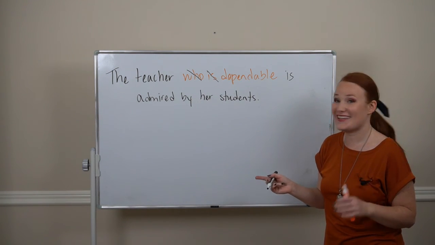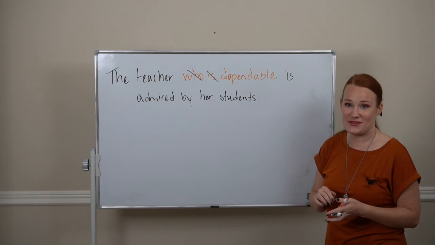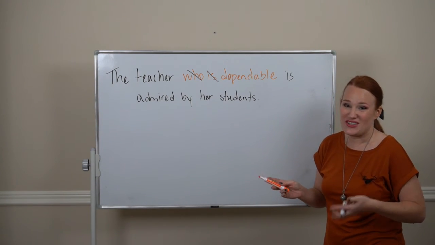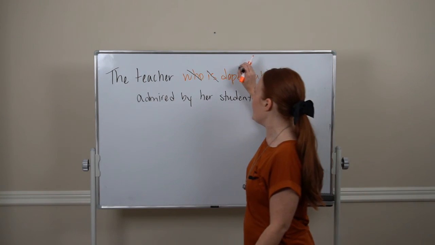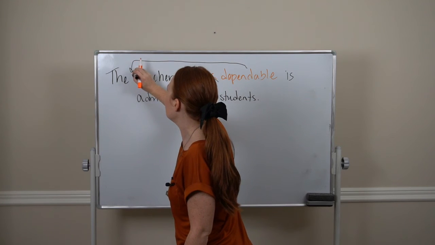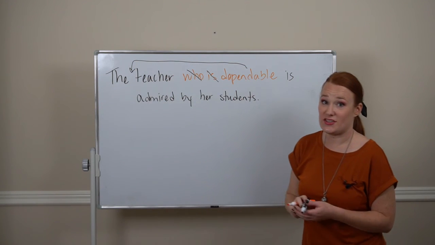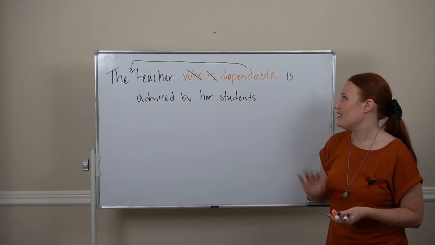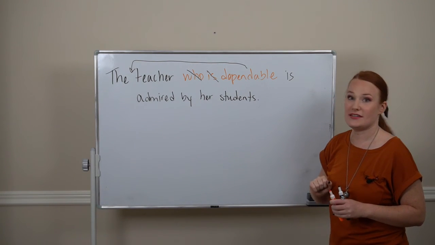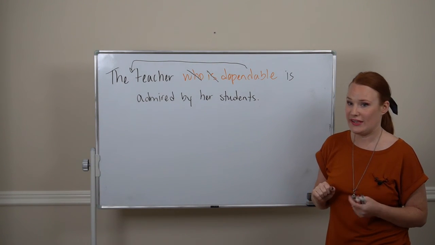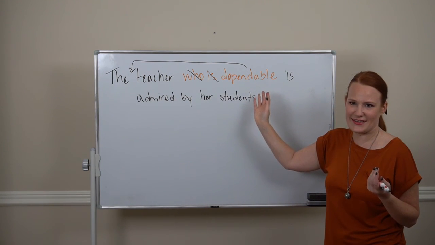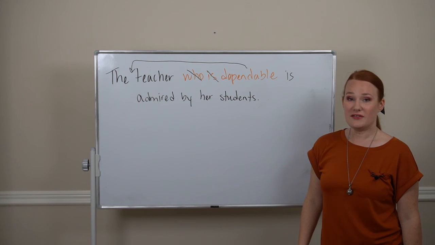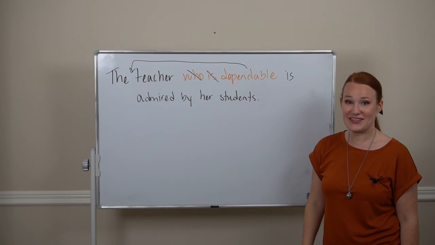So if this is the case, when we reduce this relative clause, we're just going to get rid of it altogether. We're going to take this word here and put it in our regular adjective position before the noun. So it would be the dependable teacher is admired by her students. But we wouldn't reduce that. It just makes it too short. Doesn't make any sense.